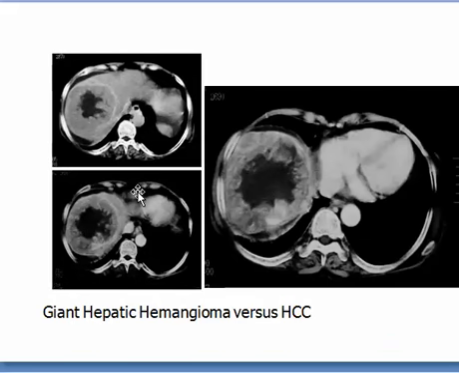Giant one with nodular enhancement starting to fill from the periphery, but it failed to fill completely, and thus another suggestion that it could be a hepatocellular carcinoma is breaking down.